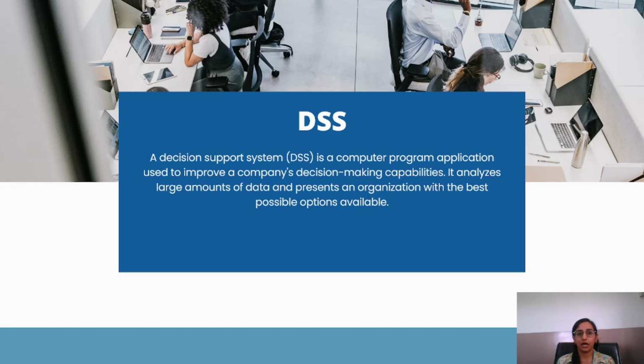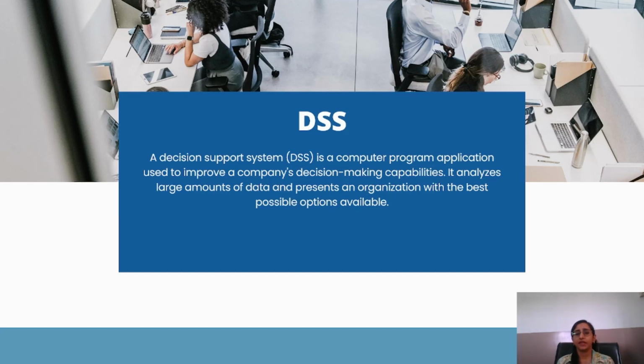Now I will explain how it works. The DSS collects and examines huge amount of data from various sources within the company. Based on this analysis, the system identifies different possible decisions the company can take. Finally, it presents these options to the decision makers, highlighting the most beneficial one.